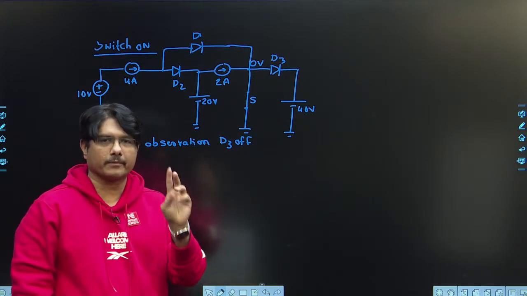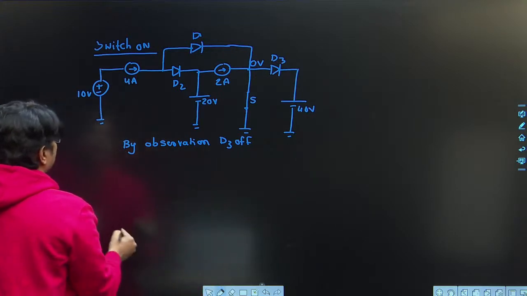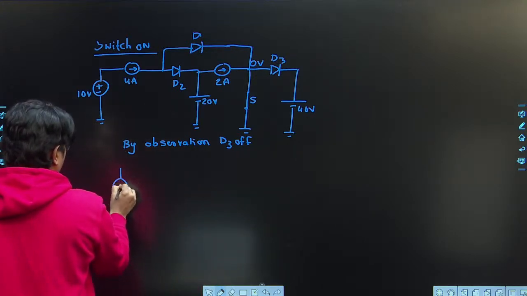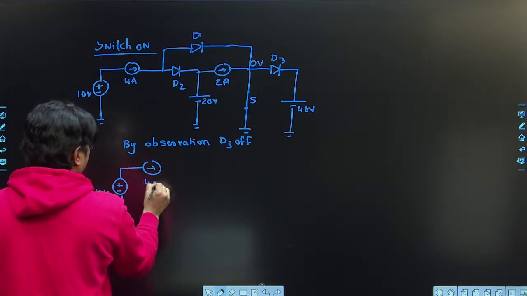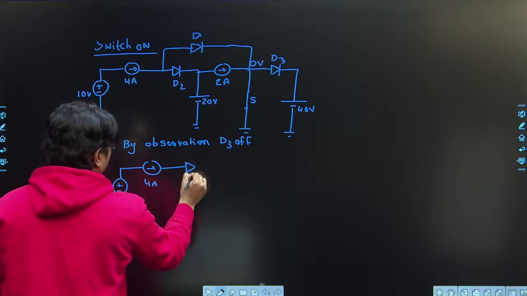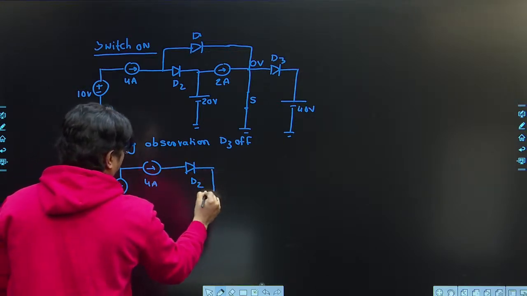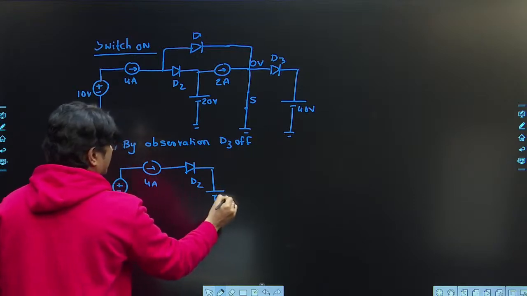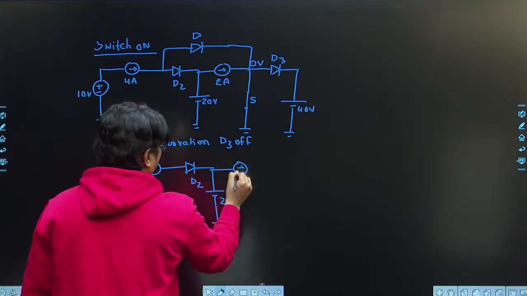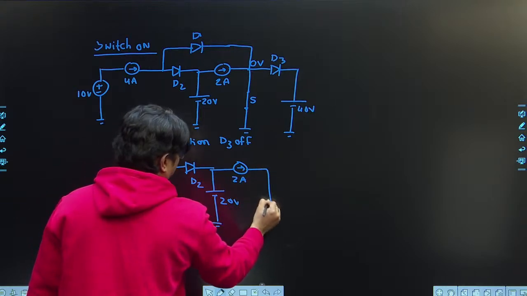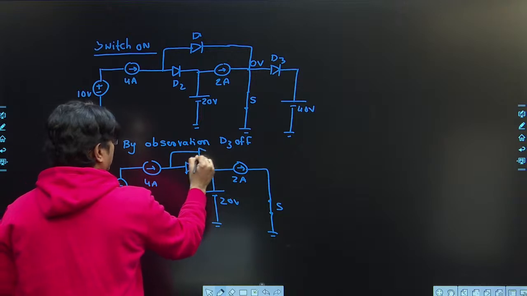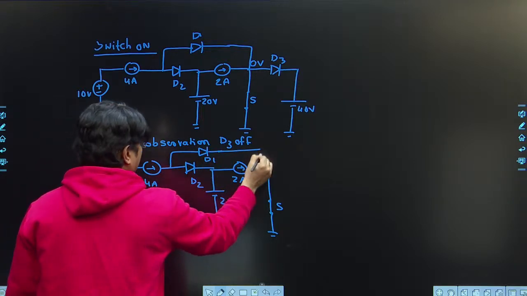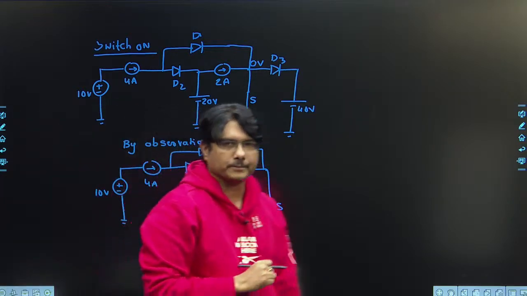So 3 diodes became 2 diodes only in the circuit. Let me redraw the 2 diodes now. 10 volts, next a current of 4 amperes, next D2 with a battery of 20 volts, next we have a current of 2 amperes with a short. The switch is short circuit, and we have one more diode, that is D1, which is connected.